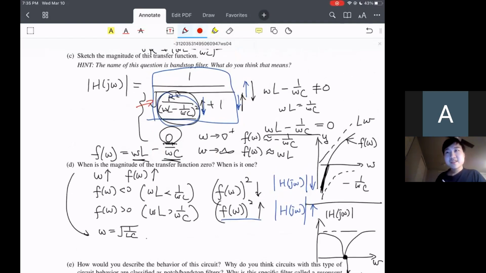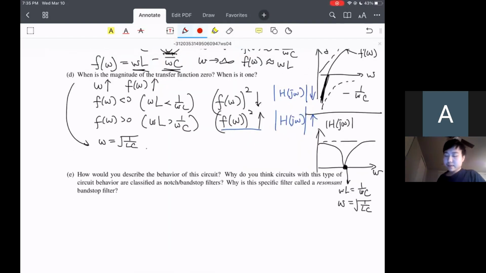for it to be exactly 1, this whole thing within the square root is going to have to be 0. And we know that R must be positive. So that's impossible. So you don't have any particular point that's going to reach exactly 1. But at any point other than omega equals root 1 over LC, it is pretty close to 1.